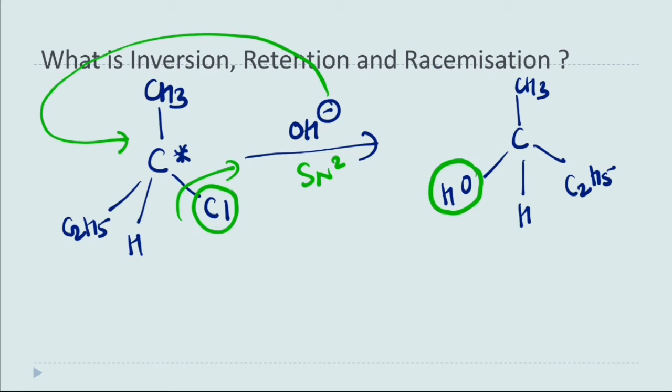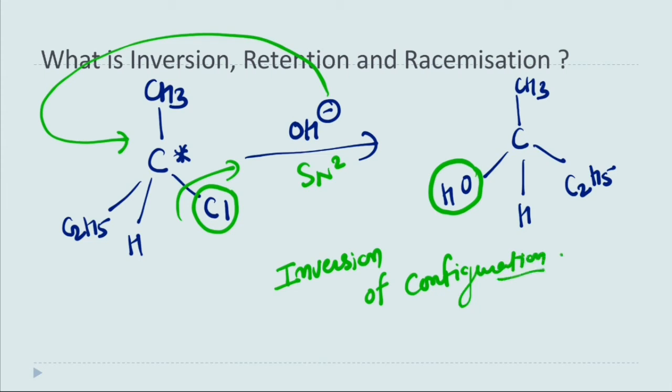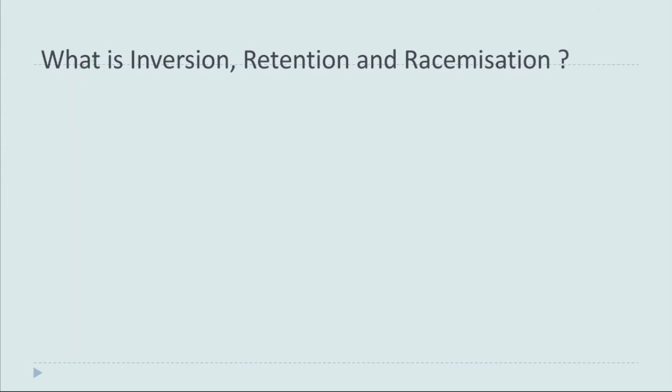So this kind of product is called inverted product, and this phenomenon is called inversion of configuration. Like we already discussed, in SN2 mechanism inversion of configuration is always observed. Now if it is SN1 mechanism, suppose we have the same substrate.